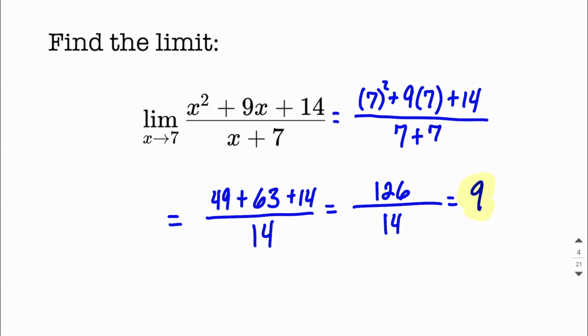All right, so I know kind of a short video, but always remember, this happens quite a bit of the time. You want to first evaluate by replacing each one of your variables with whatever number that variable is approaching.